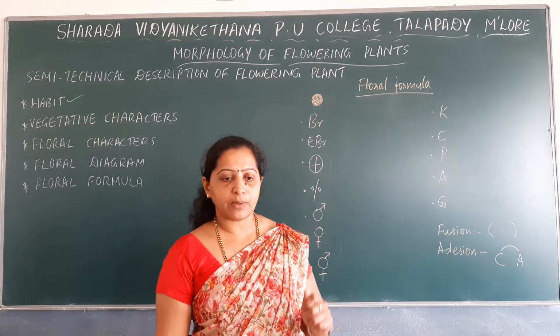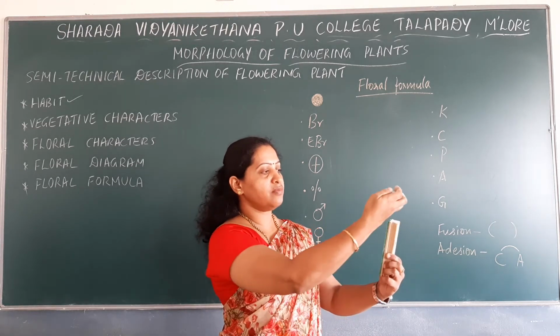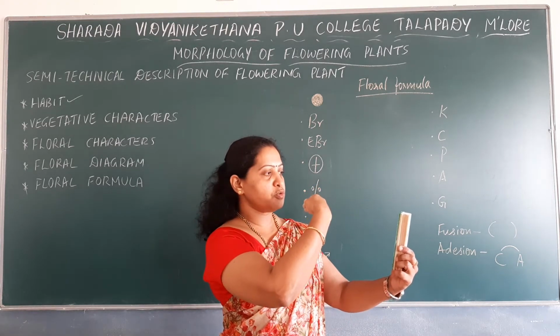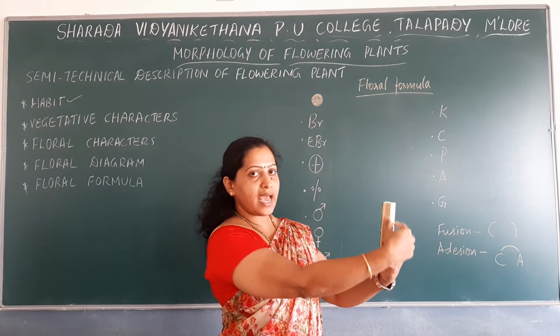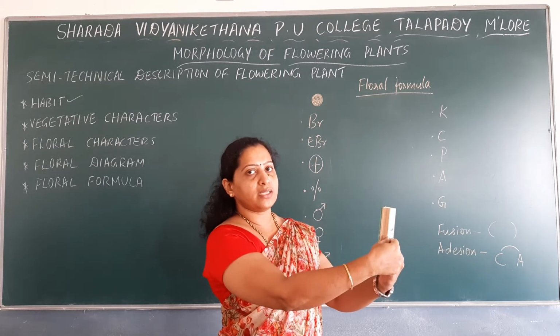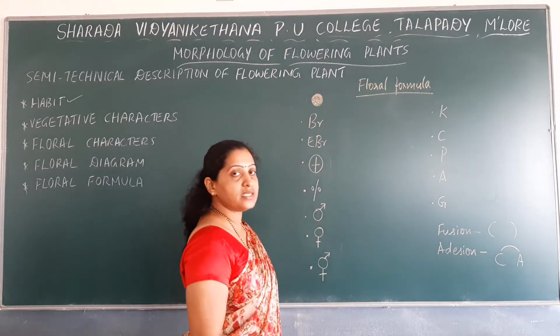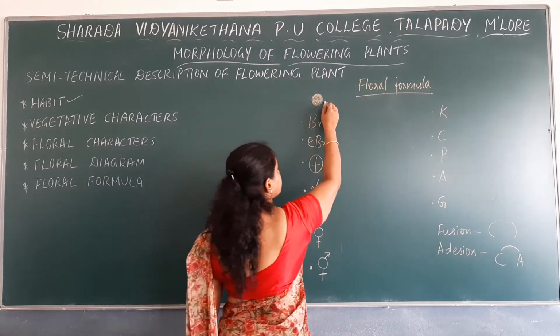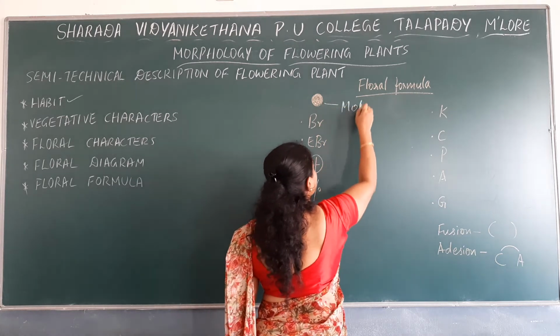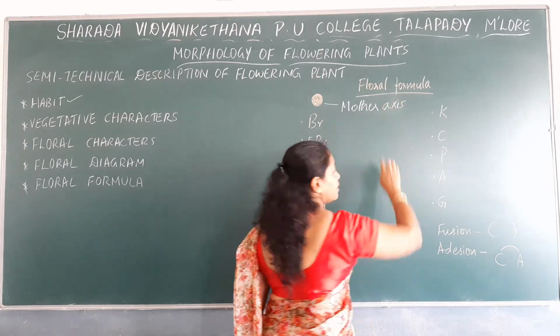Suppose this is a flowering plant and you are holding it, with the flower facing towards you. You are holding this axis which holds the flower, and this is the position of the mother axis. The position of the mother axis is mainly represented by a dot.